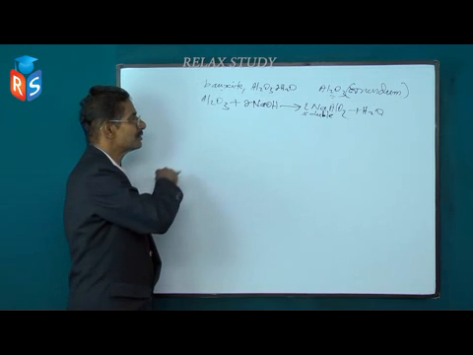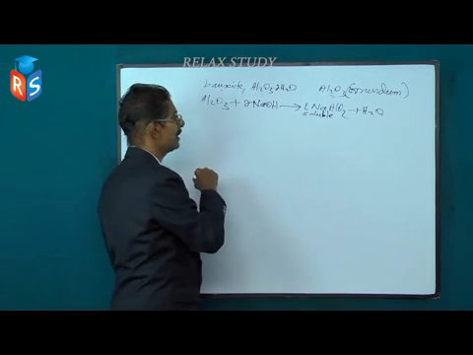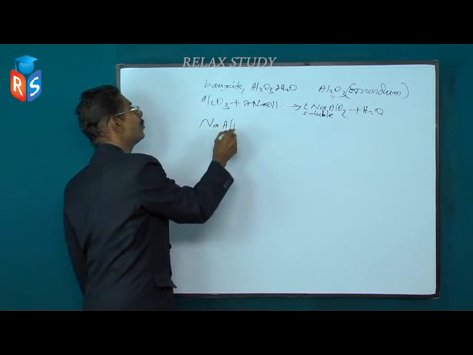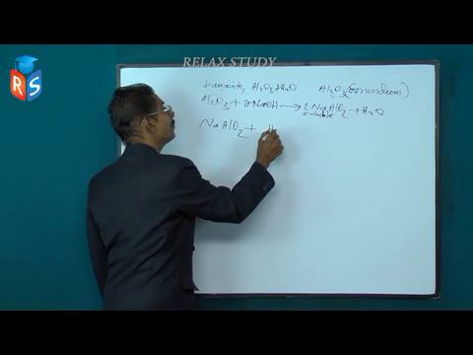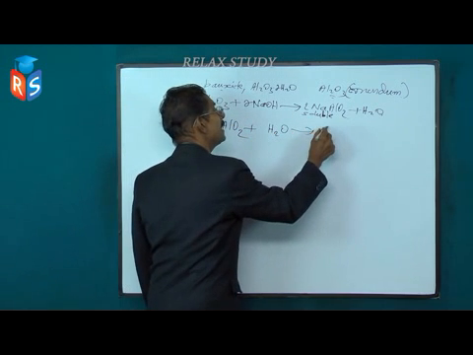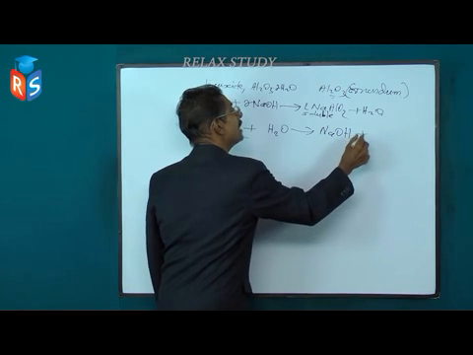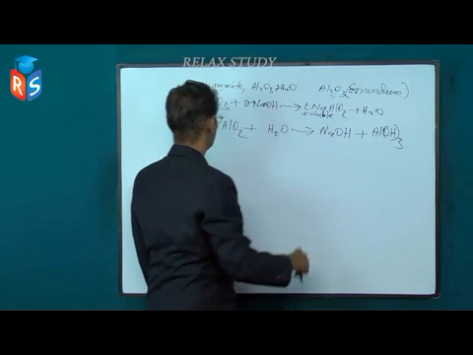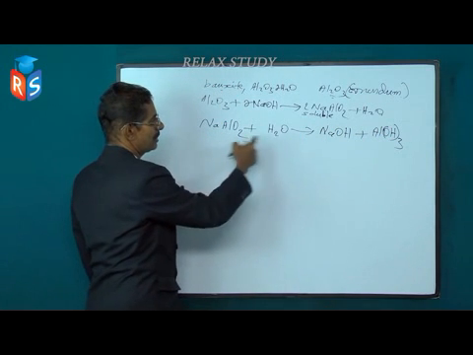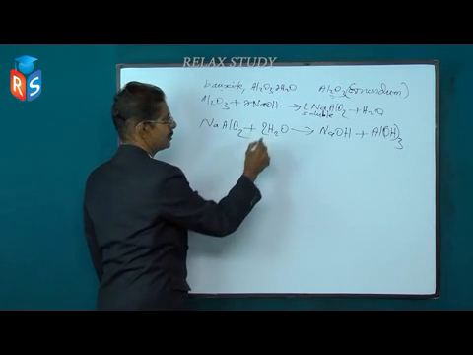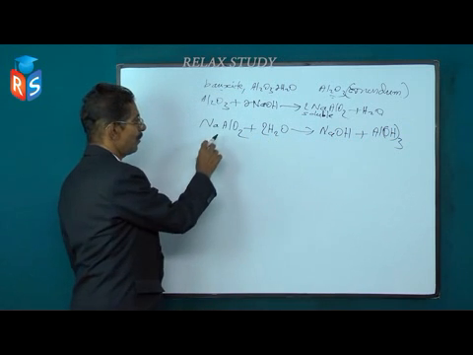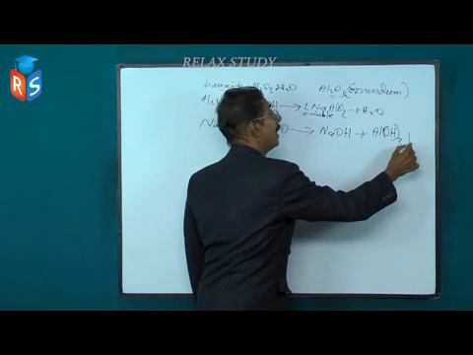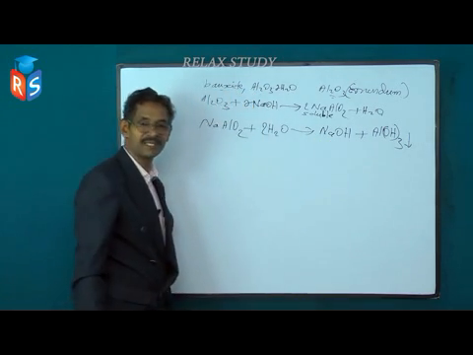You add a little aluminum hydroxide and stir it very well along with excess water. Then hydrolysis will take place: NaAlO2 plus H2O giving NaOH plus Al(OH)3. NaOH, Al(OH)3, 2H2O. So aluminum hydroxide is precipitated down.